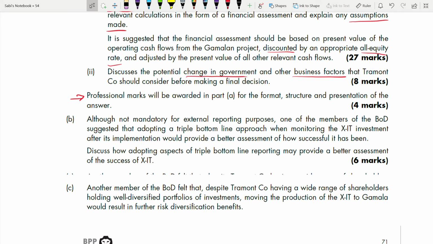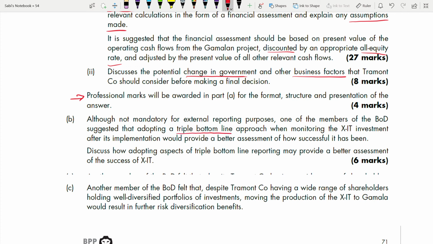Although not mandatory for external reporting purposes, one of the members of the board of directors suggested that adopting a triple bottom line approach when monitoring the XIT investment after its implementation would provide a better assessment of how successful it has been. What is this triple bottom line?